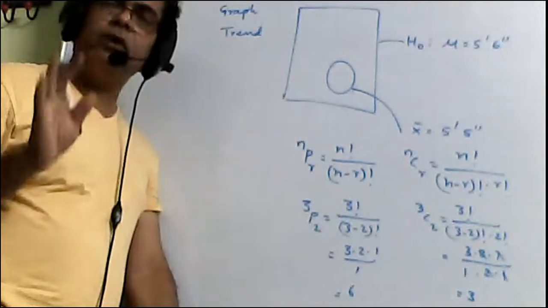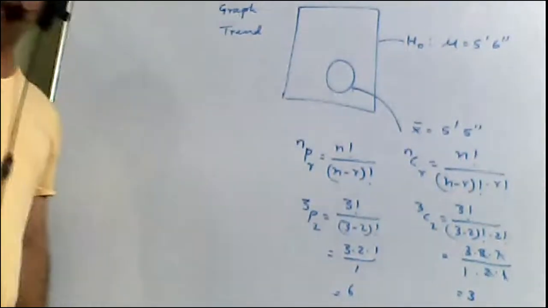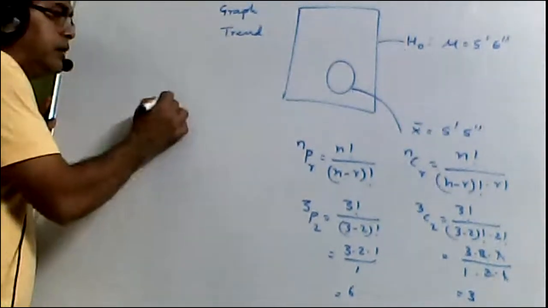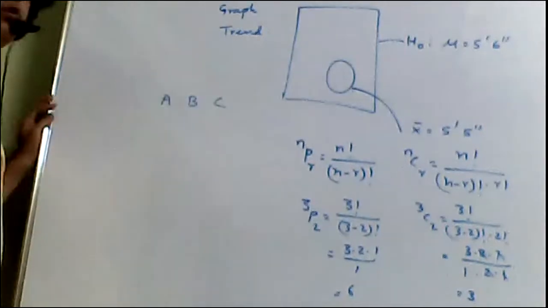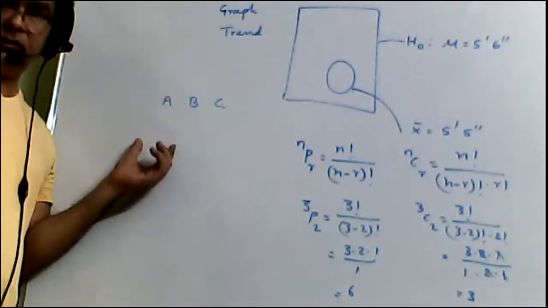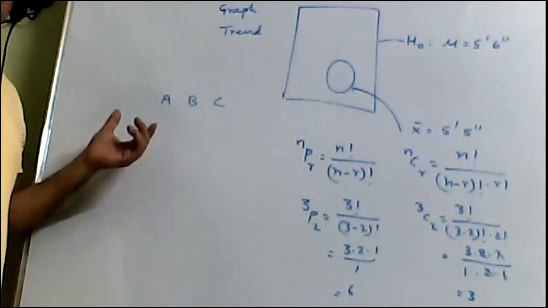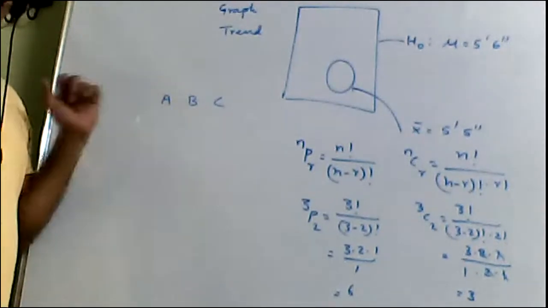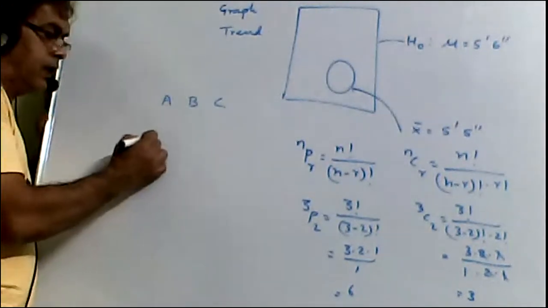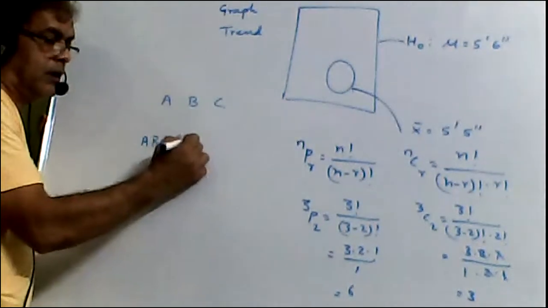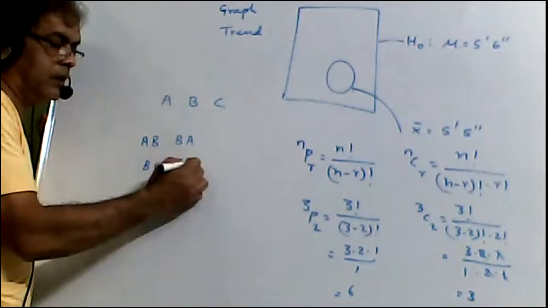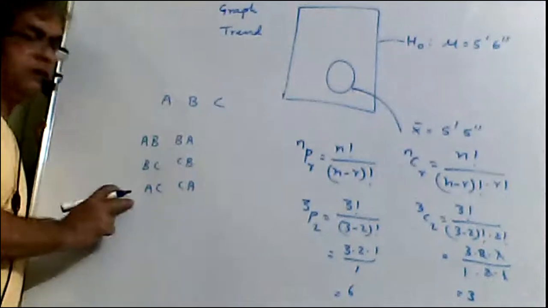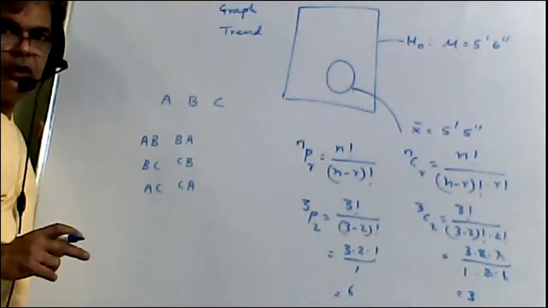This is mathematical. Now let us see the actual meaning, and then you will know the difference between permutation and combination. Suppose there are 3 people A, B, C. Anybody else have a doubt? Suppose you want to select 2 people out of these 3. I'll select AB or BA, BC or CB, AC and CA. So there are 6 ways.